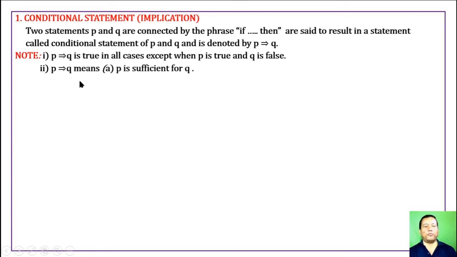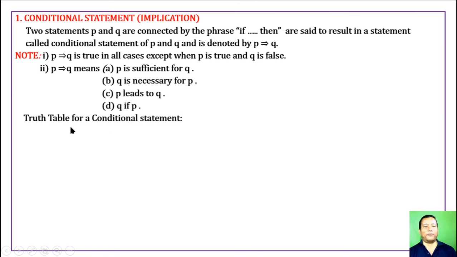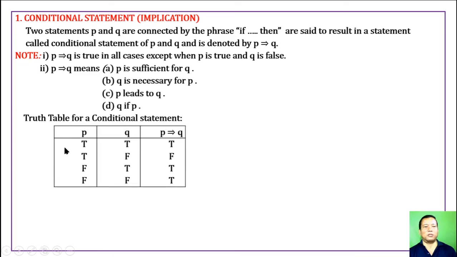P implies Q means P is sufficient for Q, Q is necessary for P, P leads to Q, Q if P. These are equivalent meanings. Truth table for a conditional statement.